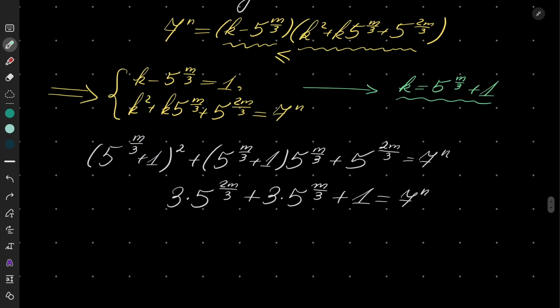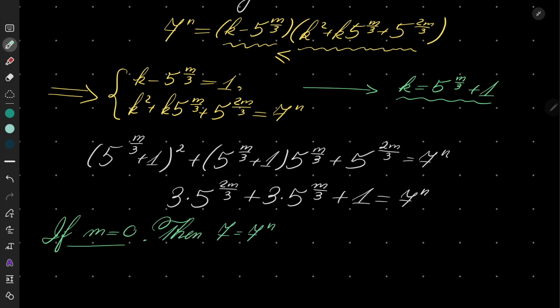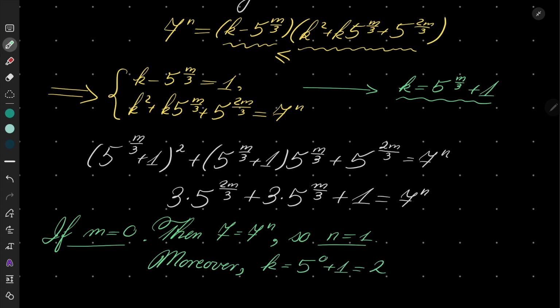So let's check it. If m equals 0, what do we get? Here we have 3 plus 3 plus 1. That's 7. 7 equals 7 to the power of n. So n equals 1. And moreover, k equals 5 to the power of 0 plus 1, which is 2. So we have one triple of solutions.